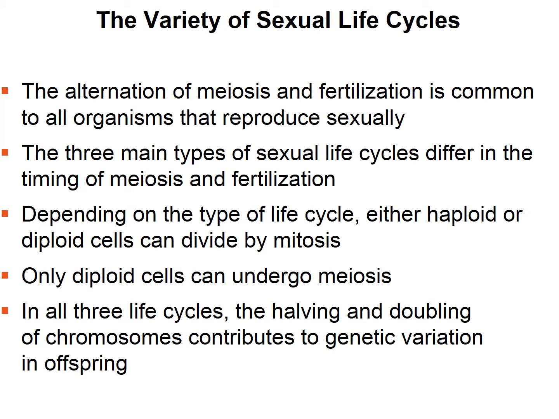The alternation of meiosis and fertilization is common to all organisms that reproduce sexually. The three main types of sexual life cycles differ in the timing of meiosis and fertilization. Depending on the type of life cycle, either haploid or diploid cells can divide by mitosis. Again, only diploid cells can undergo meiosis. In all three life cycles, the halving and the doubling of chromosomes contributes to genetic variation in offspring. That's why sexual reproduction is so important. It allows for genetic variation and eventually evolution.